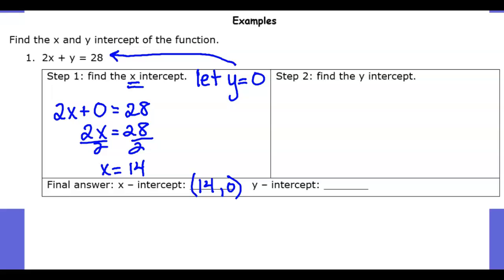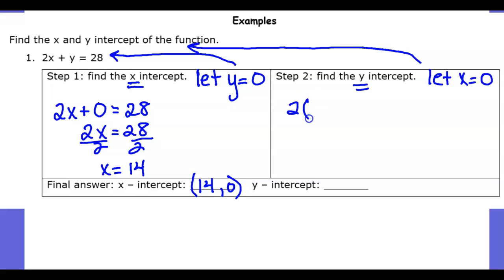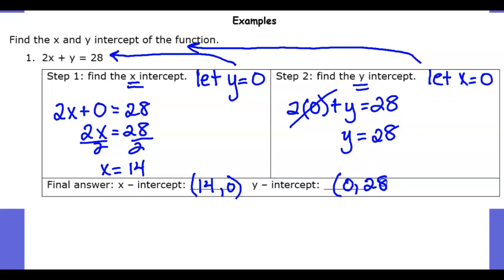All right, step 2, let's find the y-intercept. Finding the y-intercept, so my let says let my x be 0. My input is going to be 0. So again, I use this function up here, only now it's 2 times x, so 2 times 0 plus y is 28. 2 times 0 is 0, so I'm left with y is equal to 28. So my y value is 28, but my x is 0. So my ordered pair is 0, 28.